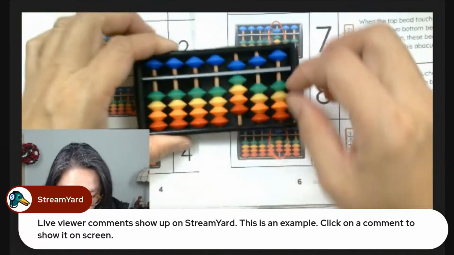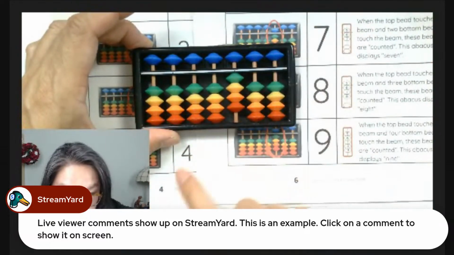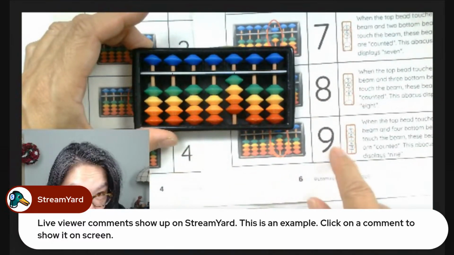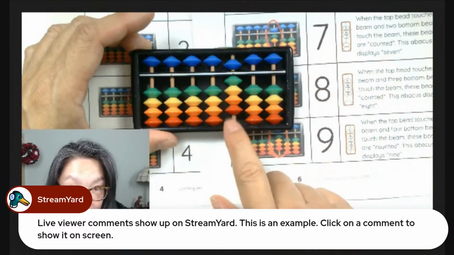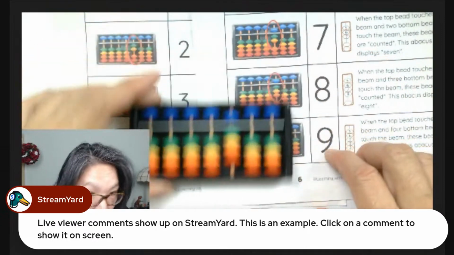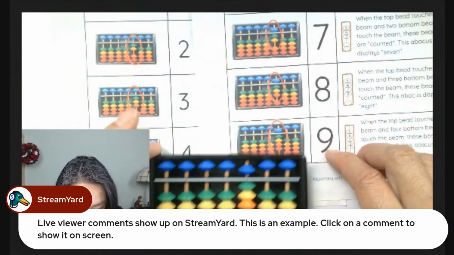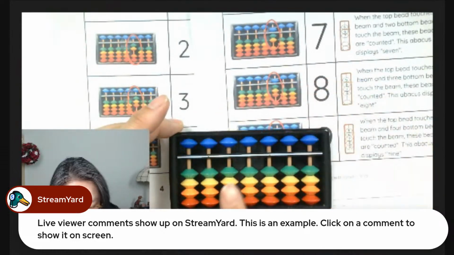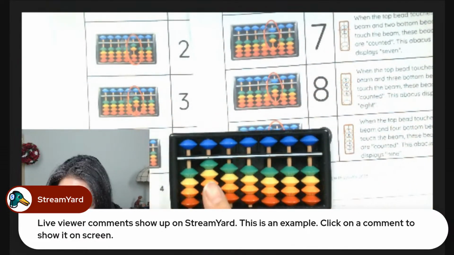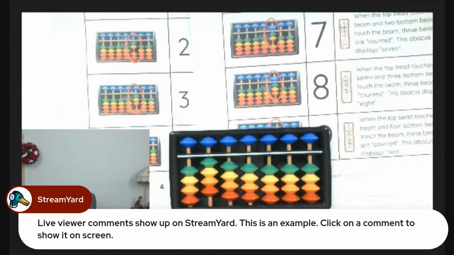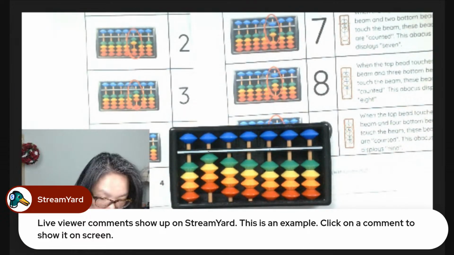So we have 4, again, just to show you, I have 4. This is what 4 looks like. And then if I add the 5, now I have 9. Let me know if anybody has any questions, and I will continue on teaching how to read the abacus. Once we learn how to read the abacus, we will be able to do some adding, subtracting, multiplication, and division. But it depends on how far we get.